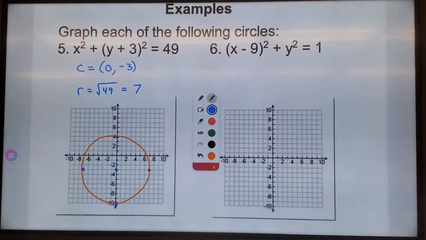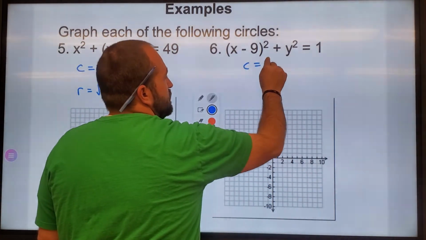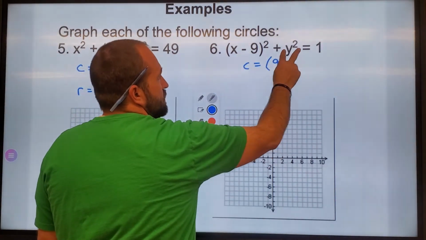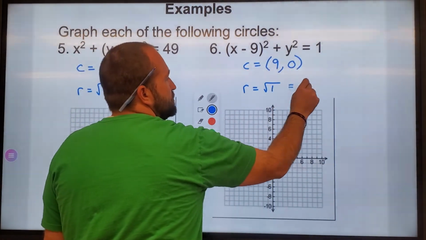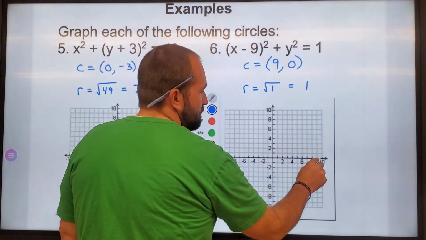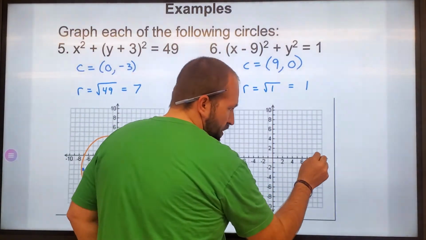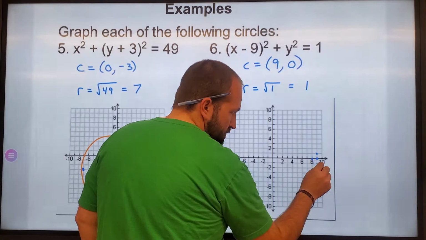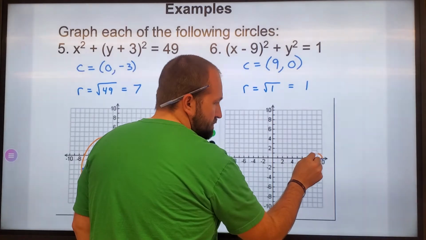Okay. Number 6, again, similar situation, but now I have the y without a variable or a number with it. So C, or the center, is the opposite of that, so 9, comma, 0. Radius here is the square root of 1, which is 1. So now I'm going to the right 9 units, making a dot. And notice that my radius is 1, so I'm going to go from here, I'm going to go up 1, left 1, down 1, right 1. Okay, and we again make it as best a circle as we can.